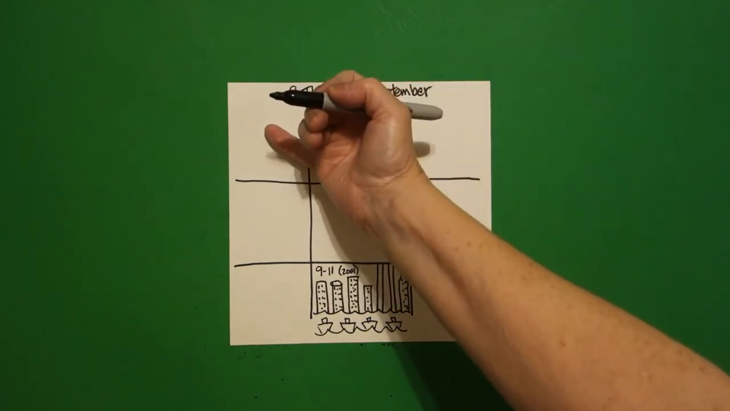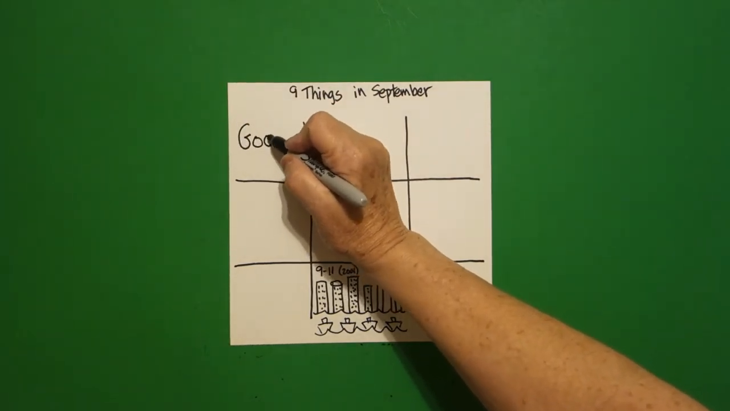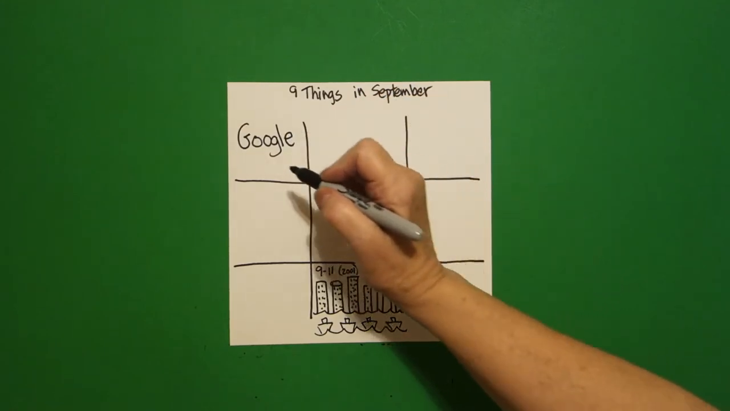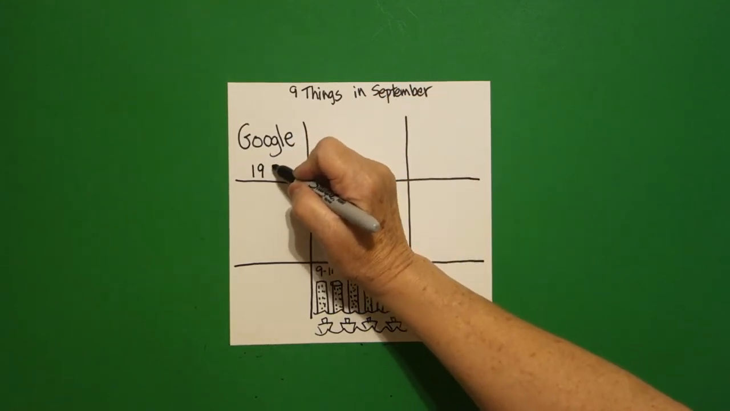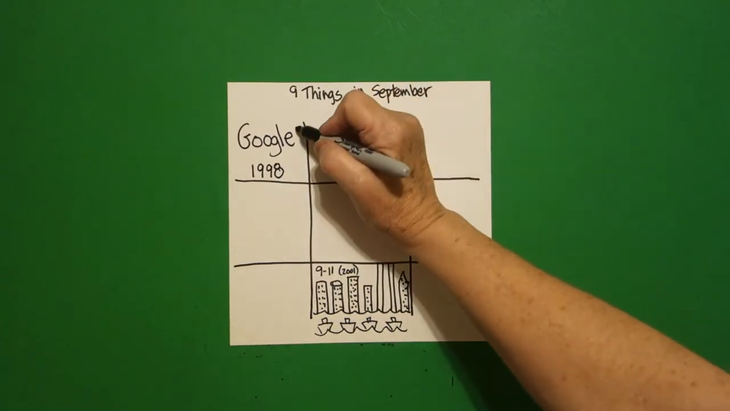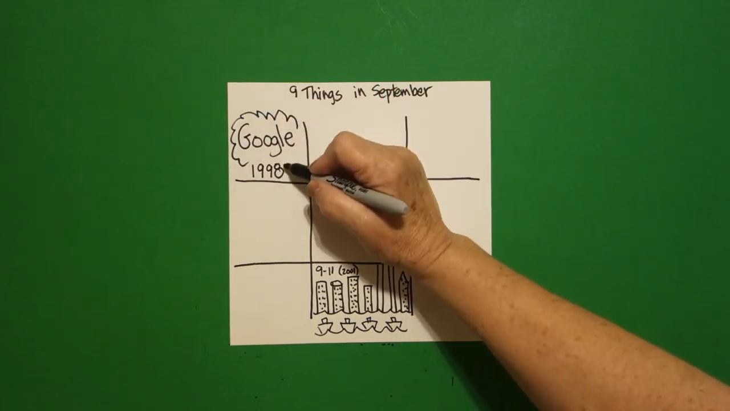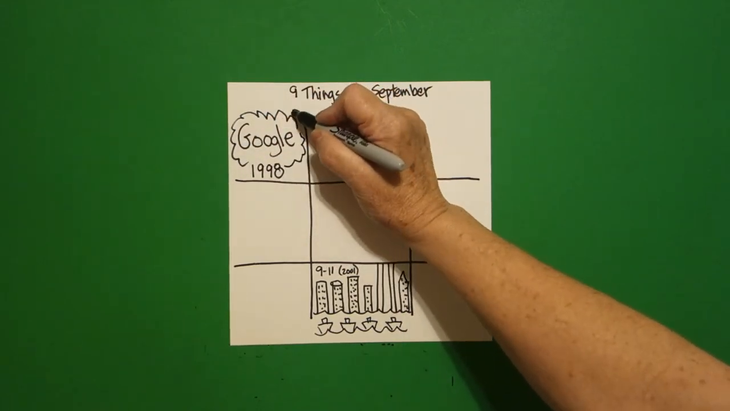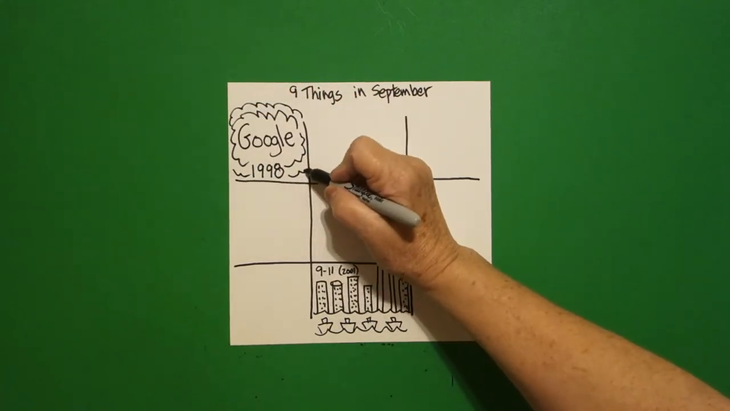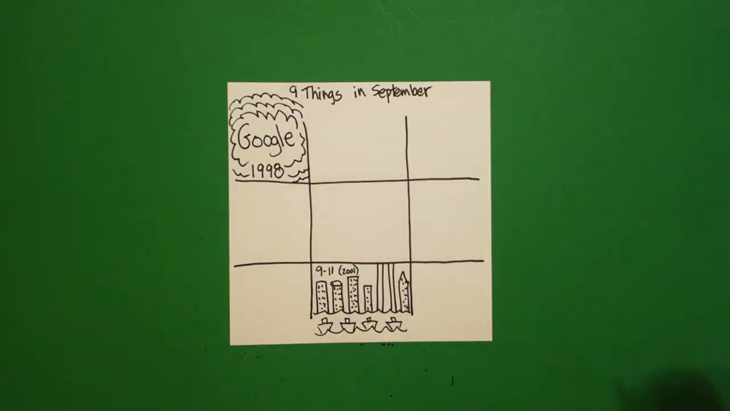Okay. Now come up here, and we're going to write Google, which has probably changed our lives technology-wise more than anything else. That happened in 1998 in September. And we're just going to draw some curved lines going around, jump over, curve lines, going around, jump over, curve lines, going around, jump over.